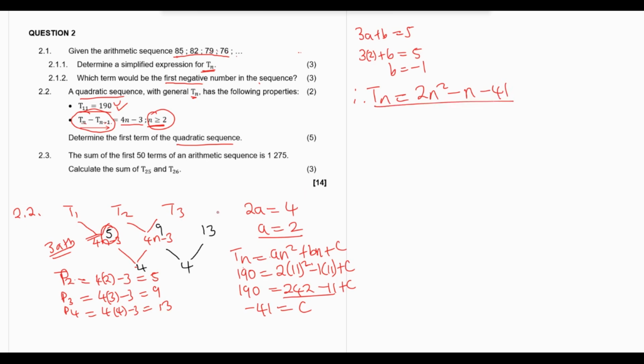Okay. Then the question said, find the first term of the quadratic sequence. So T1 is equal to 2 times 1 squared minus 1 minus 41. Okay. And then what do we get? We get that T1 is equal to negative 40. So our first term is negative 40.